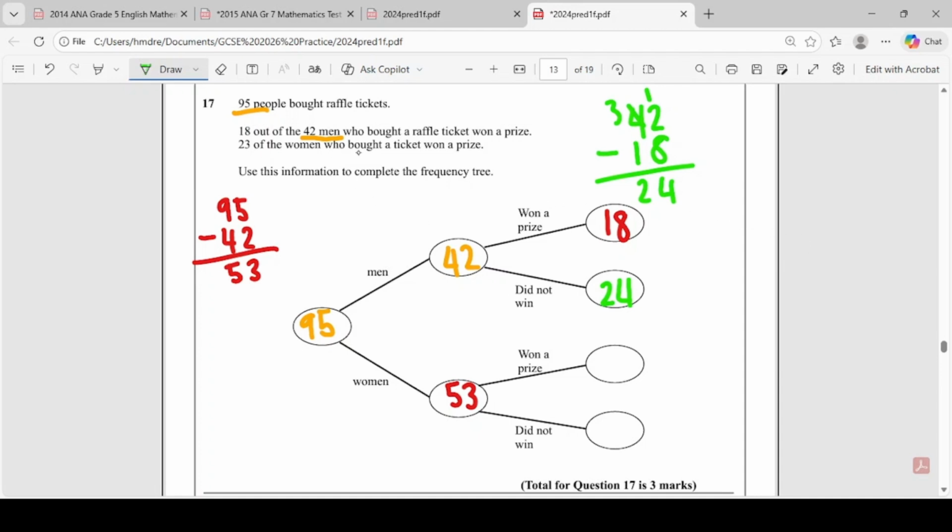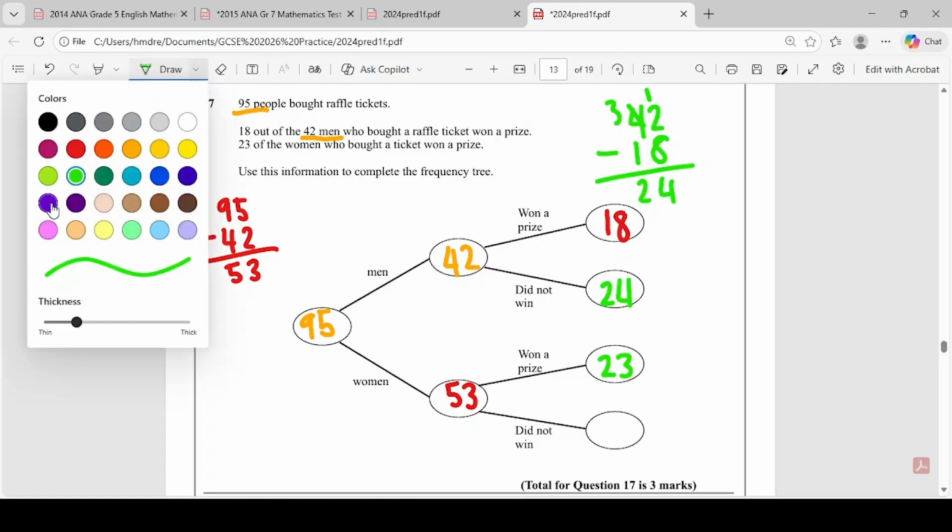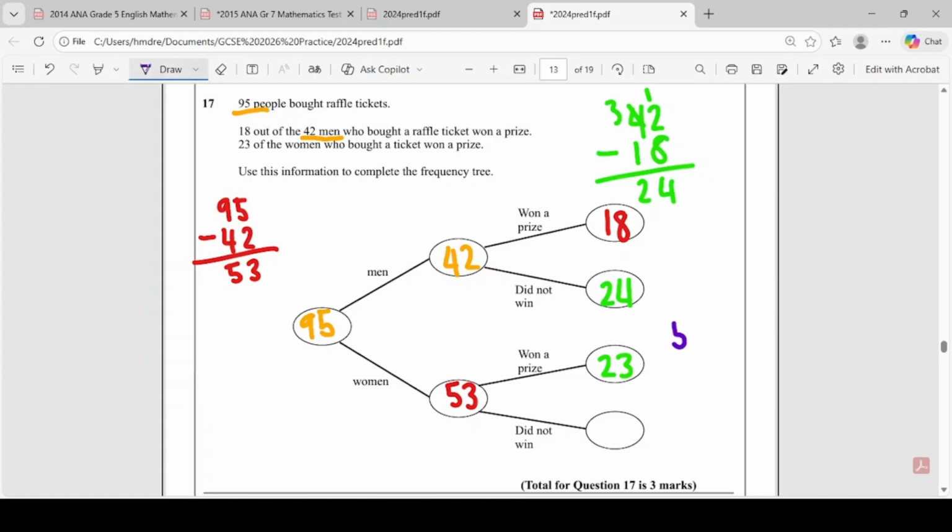23 of the women who bought a ticket won a prize. So this is 23 did win a prize. How many did not win? That is just going to be 53 women. Take away the 23 who won. 3 take away 3 is 0. 5 take away 3 is 3. 5 take away 2 is 3, sorry. So 30 women did not win.